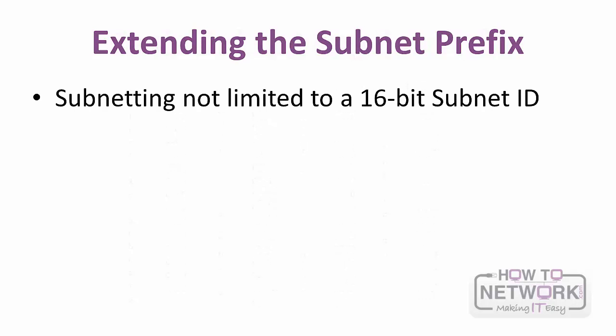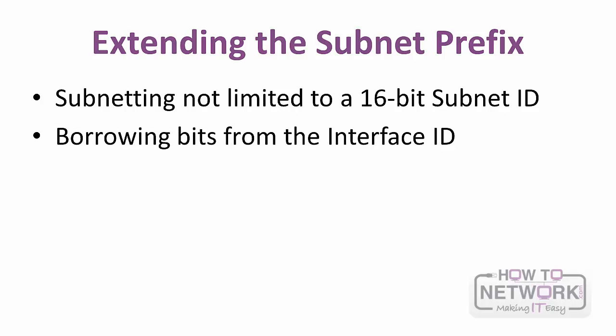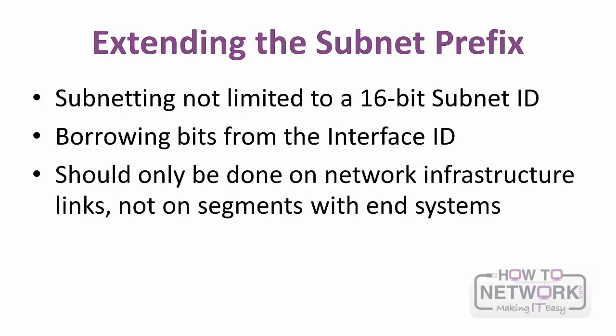Subnetting is not limited to a 16-bit subnet ID. Any number of subnet bits can be chosen for the subnet ID. Just as with IPv4, if you want to extend the number of subnets, or more likely, reduce the number of hosts per subnet, you must borrow bits from the interface ID. It is important to note that best practice dictates that this should only be done on network infrastructure links. Any segment that includes end systems should stay with a /64 prefix, which is required for supporting stateless address auto-configuration. We will talk about this in the following lessons.